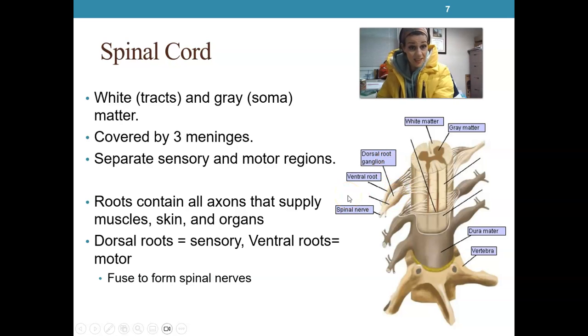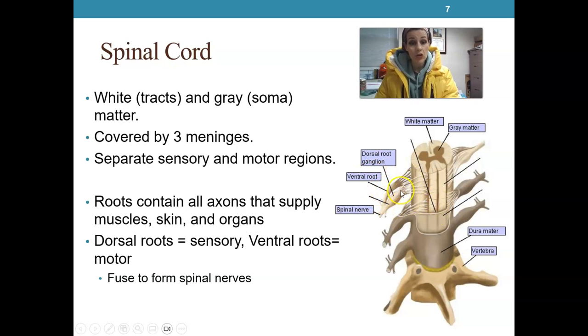Like the central nervous system, we do have protection from bone, and we have our three meninges here. So we have our dura mater on the outside. We're going to have our arachnoid membrane and our subarachnoid space, and then we're going to have the pia mater right here on the interior. So we have our three meninges like with the brain, and one of the things that you're going to notice here is that we have separate areas for sensory and motor regions.